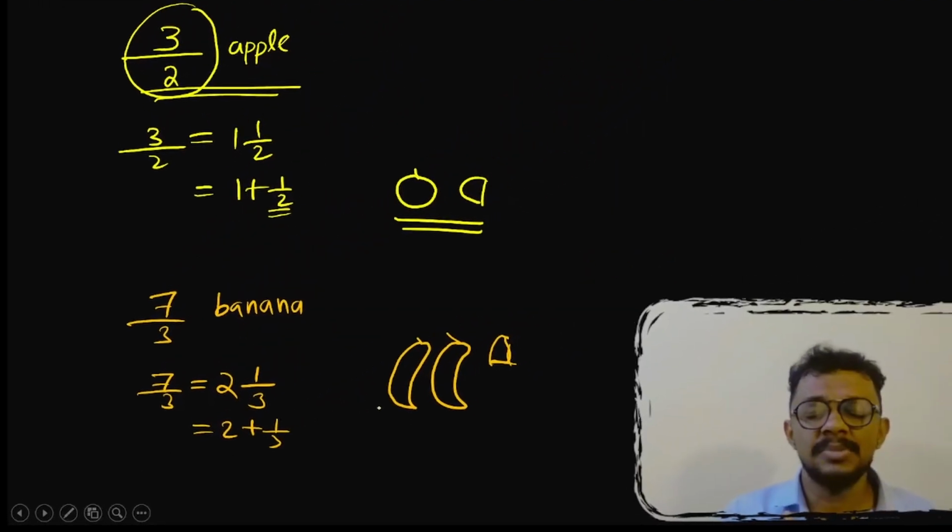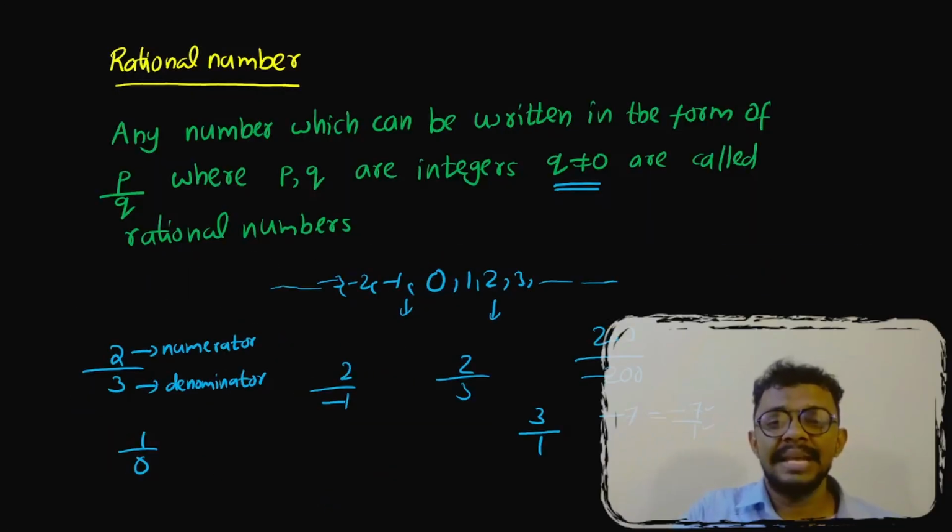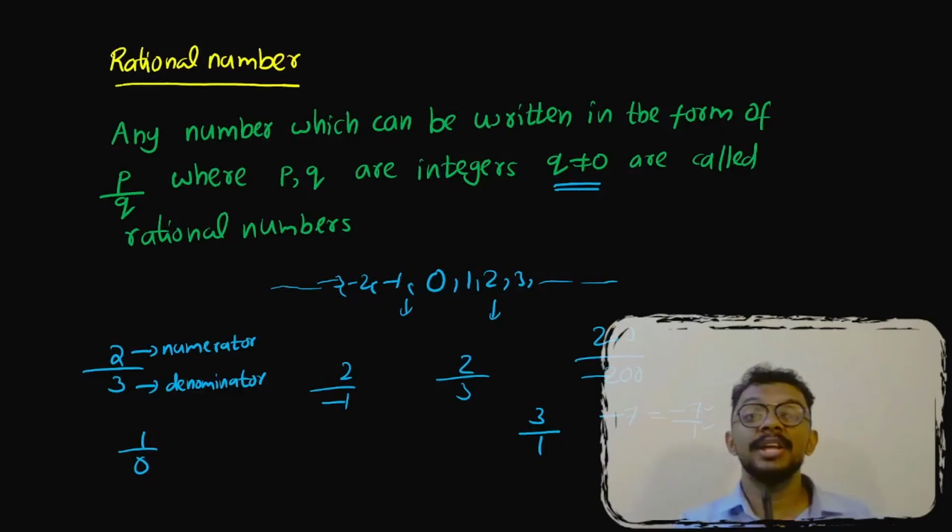So these are our rational numbers. So once again, I'm coming back to the idea of rational numbers. Any number which can be written in the form of p by q, where p and q are integers and q is not equal to 0, is called a rational number.